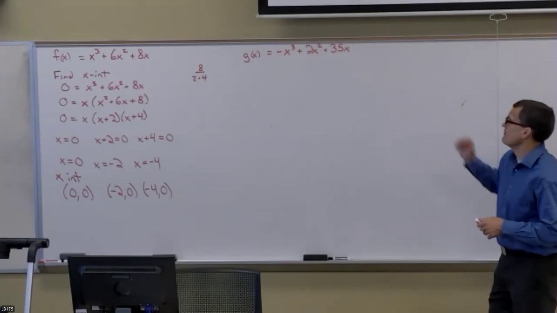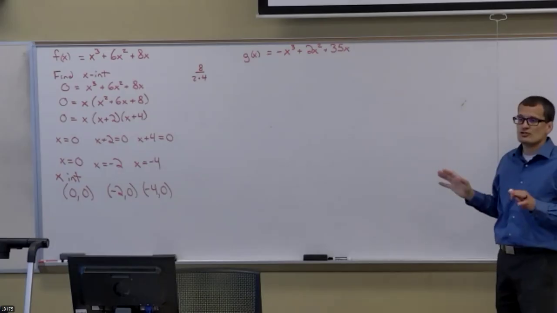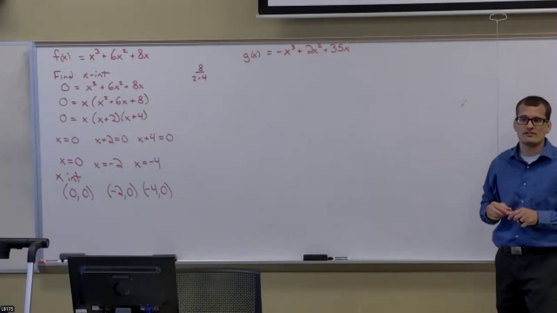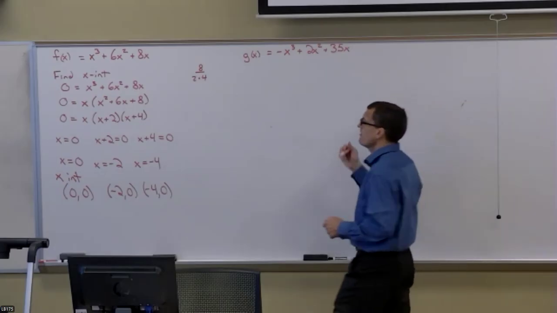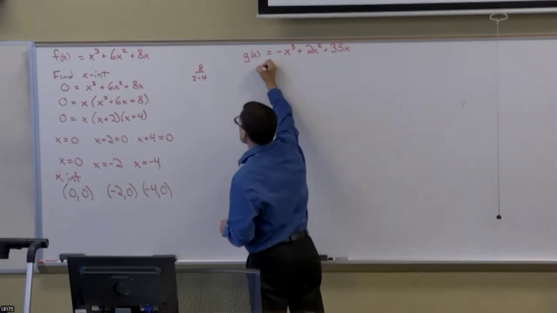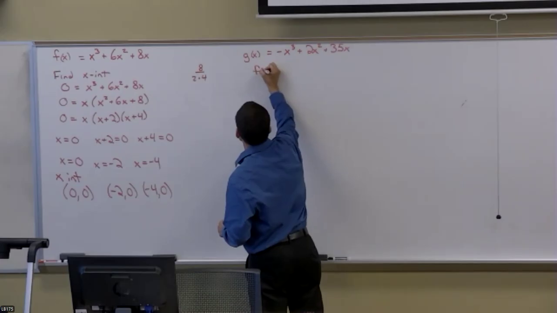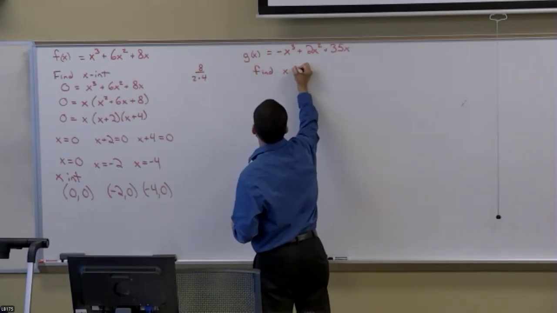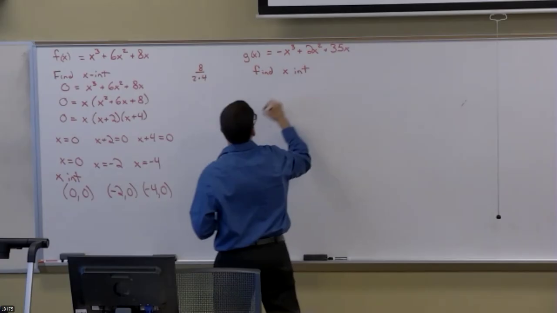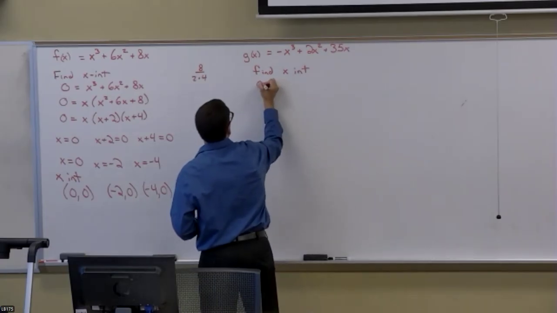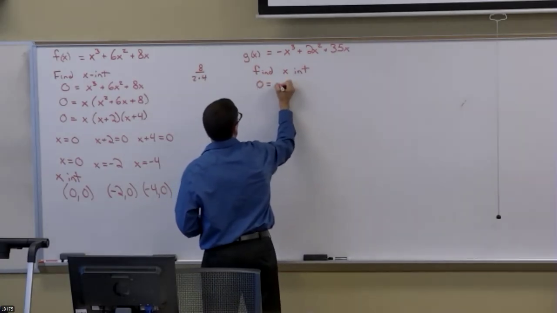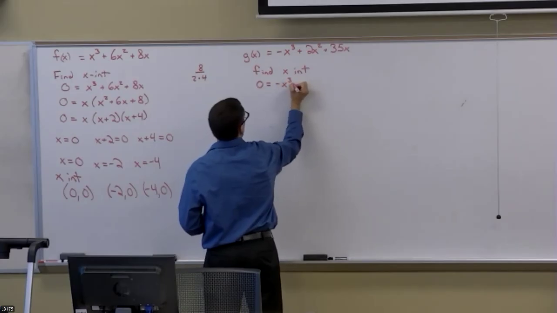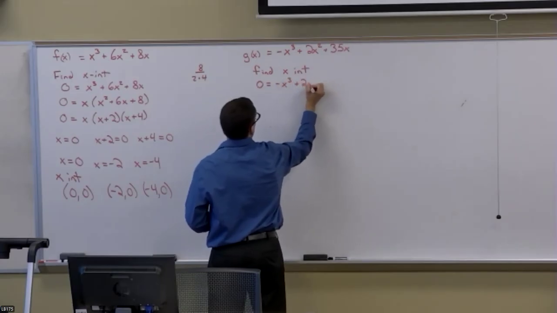Now, we can do the same thing with g of x, so why don't you try that on your own? Try to do the same thing. Find the x-intercepts for this g of x function by setting the output equal to 0 and then factoring the right-hand side.